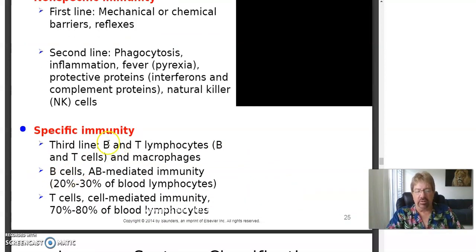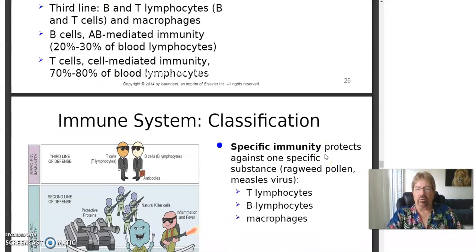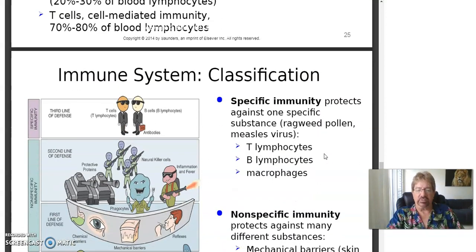Specific immunity. Third line, we have B and T lymphocytes, macrophages. B cells, antibody mediated immunity, 20 or 30% of the blood lymphocytes are B cells. B cells produce antibodies. T cells, most of them are T cells. I'm sorry, I'm getting tired. I've done several of these today. 78% of these blood lymphocytes are T cells, and they're specifically trained by the thymus gland to pick out and destroy things that need to be destroyed. That's why it's such a miraculous process as it takes place there.